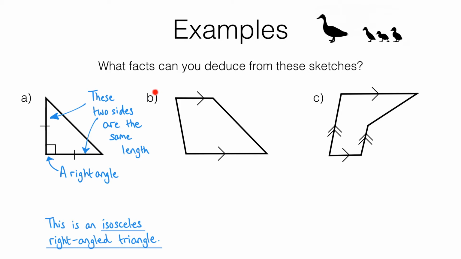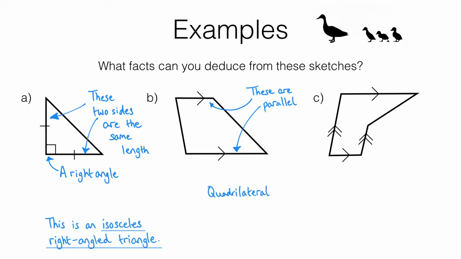Let's have a look at question B. Now, we've got a quadrilateral. It's got four sides. And this pair of sides have got these arrow markings. These tell us that those two sides are parallel. That means that the perpendicular distance between them is always the same. It also means that in 2 dimensions, if you extended these forever, those lines would still never meet.